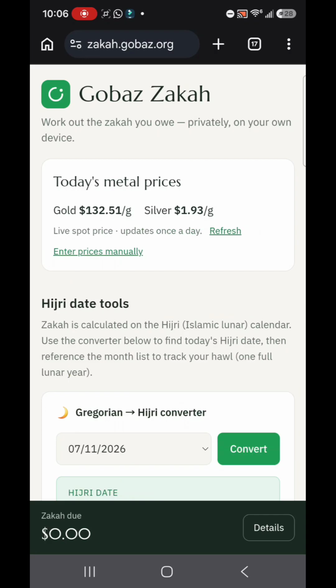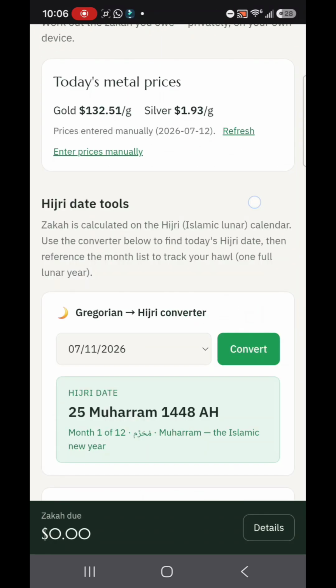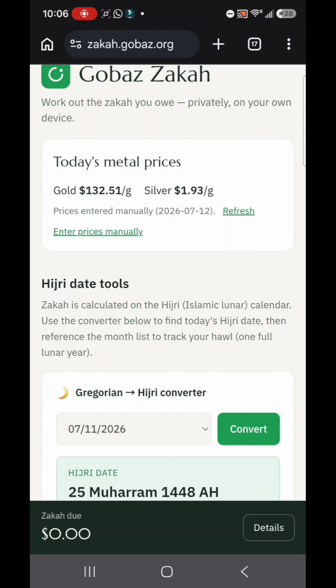If you want to put the price manually because you know there's a significant change, for example, you can click enter price manually and then you can change the values. Okay, but in any case, this one just goes once or twice a day and gets the price and then locks it here.